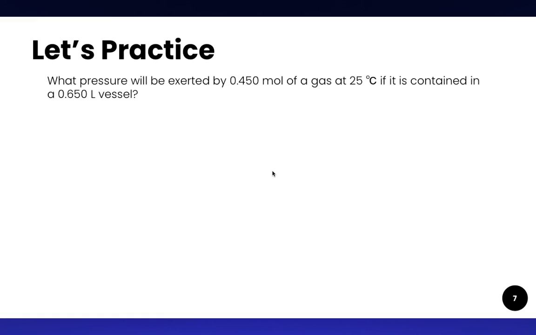This is going to be our last practice. What pressure will be exerted by 0.450 moles of a gas at 25 degrees Celsius if it is contained in a 0.650 liter vessel? So this is going to be an ideal gas equation. Now, what are they asking for? They want to know what pressure will be exerted. We're looking for P this time. Now we can list out what we know.